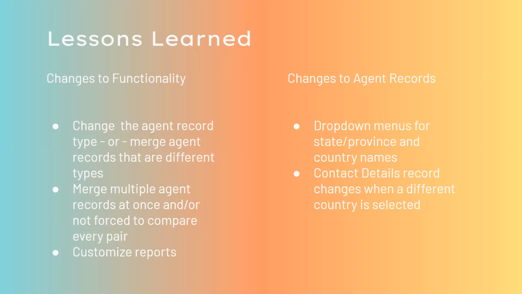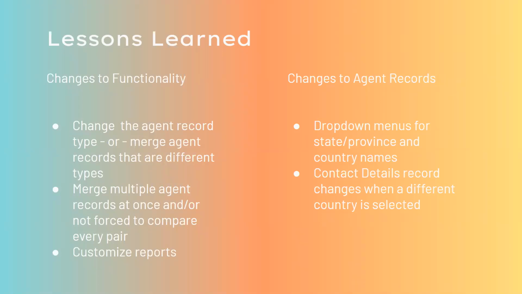I wish I could merge multiple agent records at once rather than one at a time, or at least not have to compare every pair of agent records. I also wish I could customize reports so that I could have generated a report more tailored to what I needed to do. I was glad to only work from a list of 2,300 names, but I think even that list could have been cut in half if I could have made the report more specific.